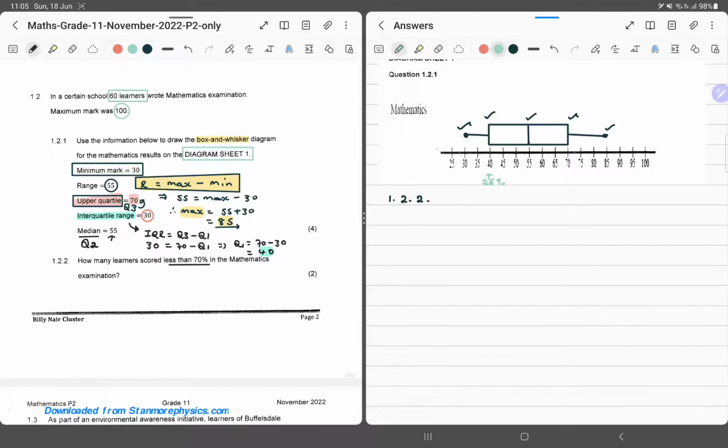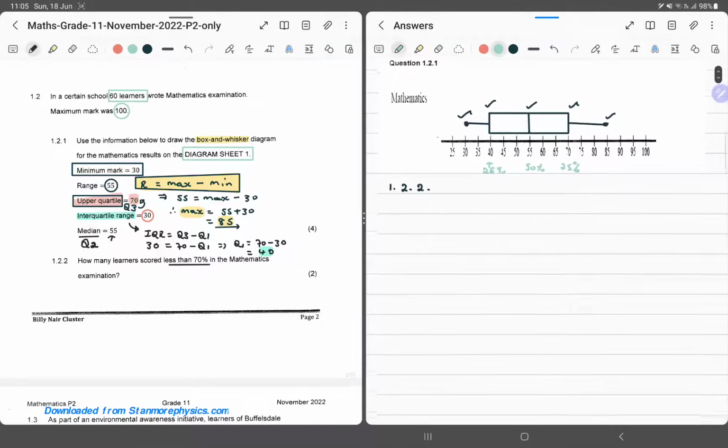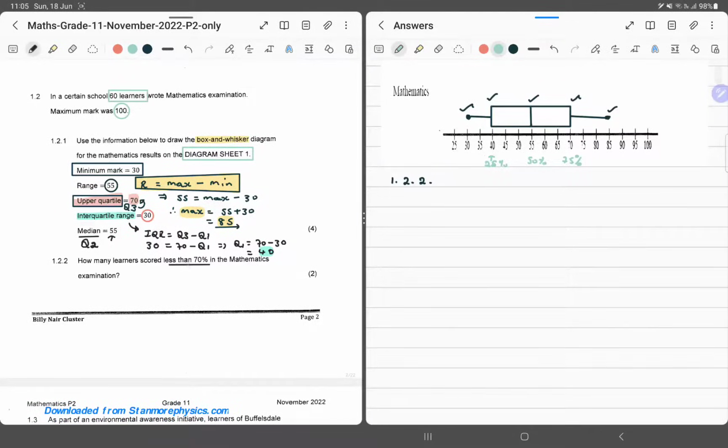So Q1 is 25% of our data, this is 50% of our data, and Q3 is 75% of our data. Essentially, we're saying scored less than 70%. So 70% was scored by 75% of the class. That is exactly the people, they all went up to 70. So basically we're going to say this is 70.